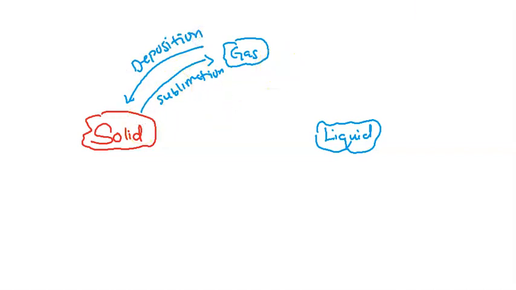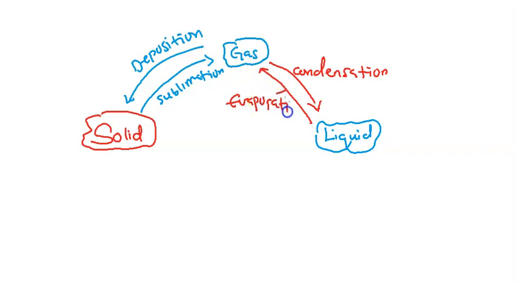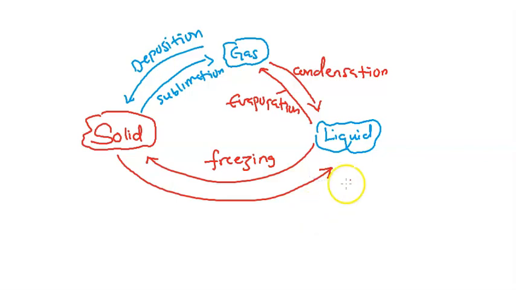What about from gas to liquid? We call it condensation. And the reverse to that, from liquid to gas, we call it evaporation. From liquid, if you want to convert it to solid, we call it freezing. And from solid, if you want to convert it to liquid, we call it melting.